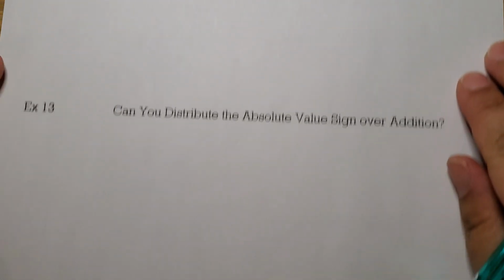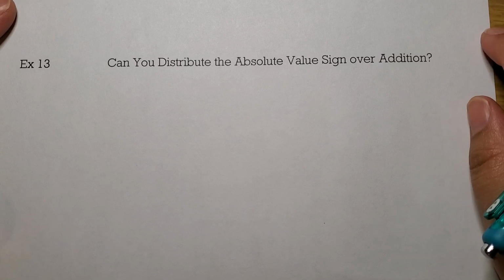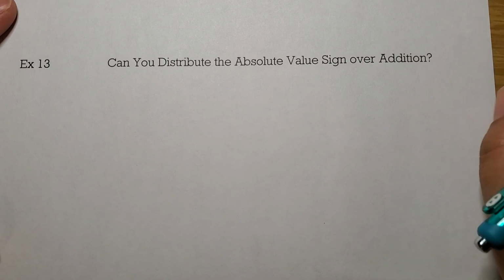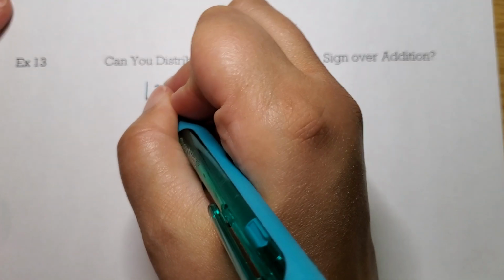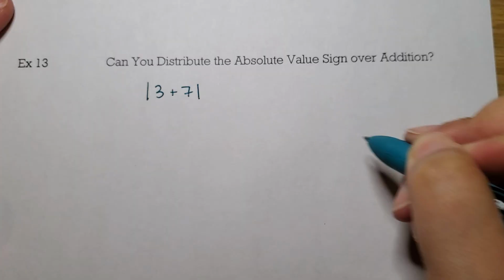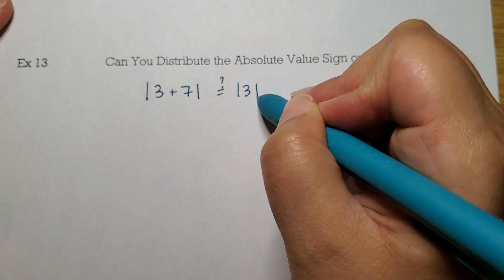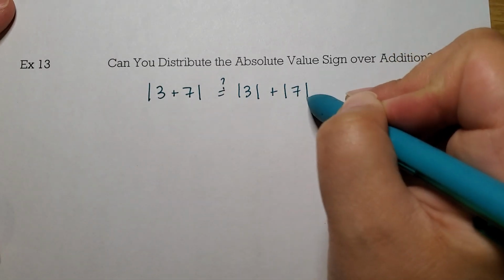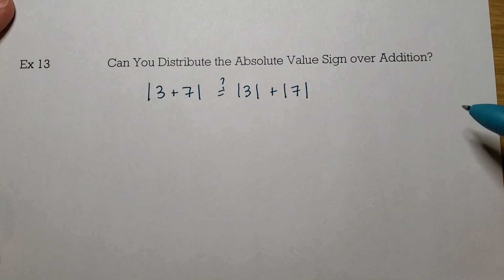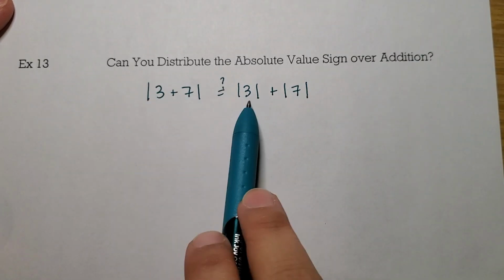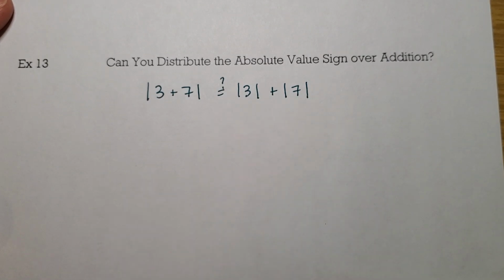So another place where we might want a shortcut is if we're dealing with absolute value. For example, let's say I have the absolute value of 3 plus 7. Is that going to equal the absolute value of 3 plus the absolute value of 7? In other words, can I take the absolute value of each number first and then add it? So kind of distribute this absolute value over that adding.